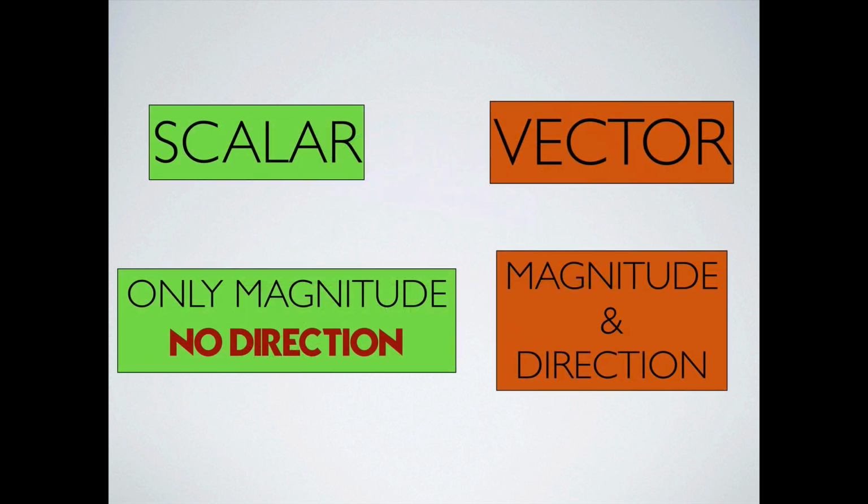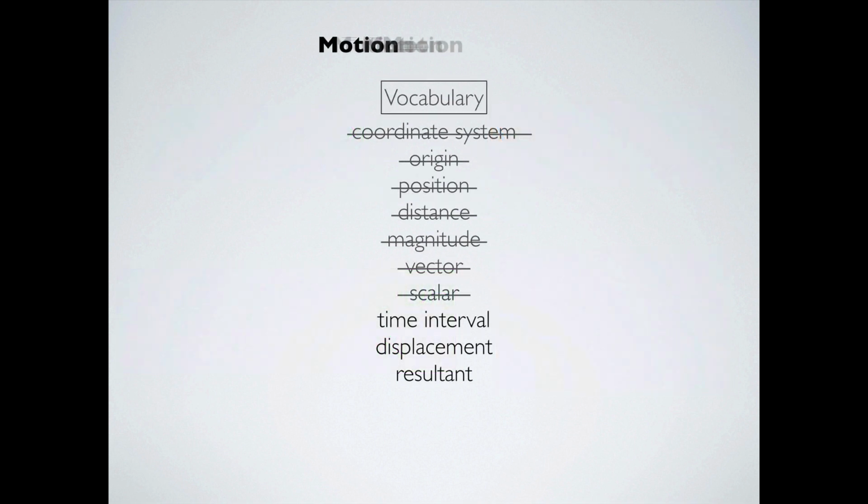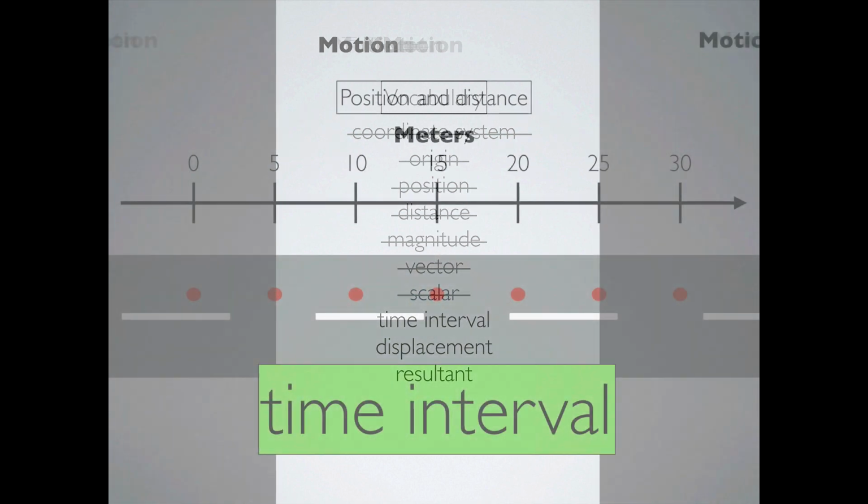Scalar, only magnitude, no direction. A vector, magnitude and direction. Okay, so you might want to take a minute to just marinate on that. All right, so far we've discussed 6 terms. We have 3 more to go, so let's dive in.